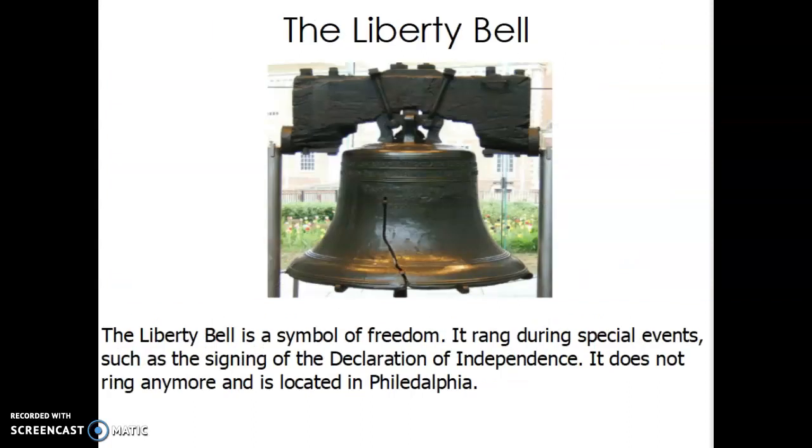The Liberty Bell. The Liberty Bell is a symbol of freedom. It rang during special events, such as the signing of the Declaration of Independence. It does not ring anymore and is located in Philadelphia.